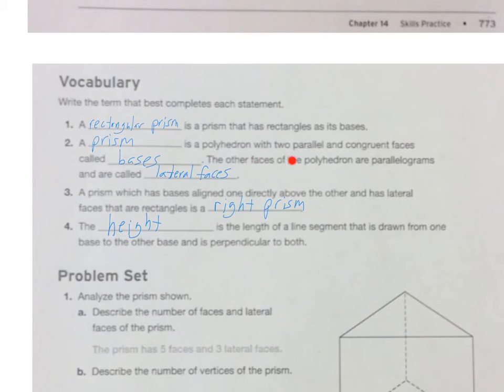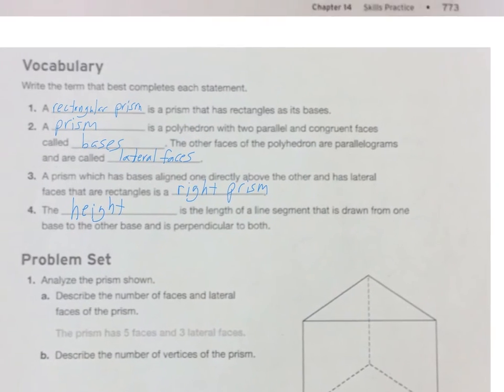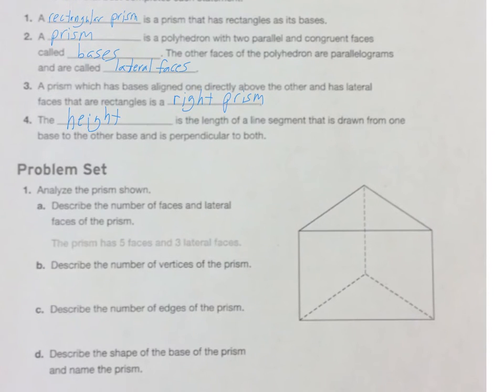A prism is a polyhedron with two parallel congruent faces called bases. The other faces of the polyhedron are parallelograms and called lateral faces. So for this one, I'll go down to this example here. Let's talk about this. This is just a prism. It's not a rectangular prism because its bases, right up here and right down here, are triangles, not rectangles. So it has two parallel congruent faces, which are these two triangles. These are your bases, the triangle on the top, the triangle on the bottom. Then on these sides here, you end up with three lateral faces, and the lateral faces are all rectangles.